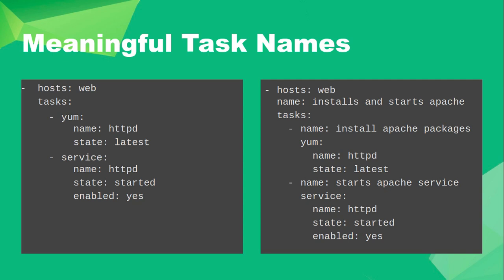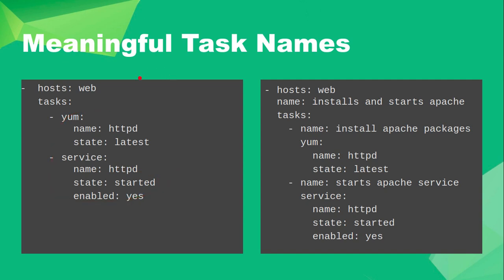Now again, it is very important to provide proper names to your tasks. If you don't provide the task a proper name, let's compare these two tasks, the left hand side task and the right hand side task. On the left hand side task, I'm not giving any name to that task. I'm using two modules. First is yum, second is service. Inside the yum module I'm just giving httpd, I want to install this, and the service is again to check if this is started or not.